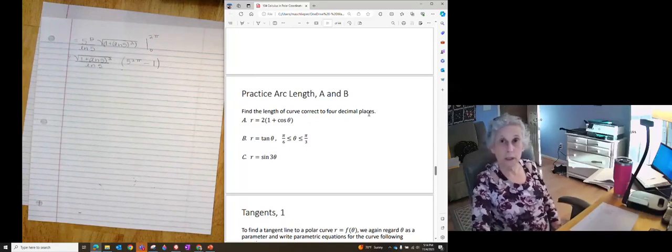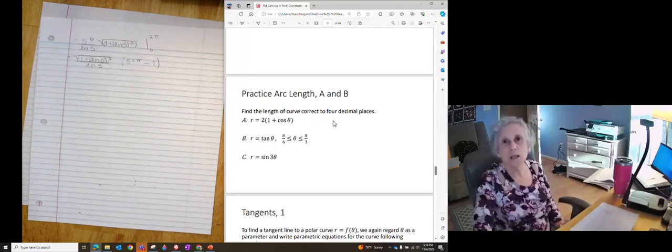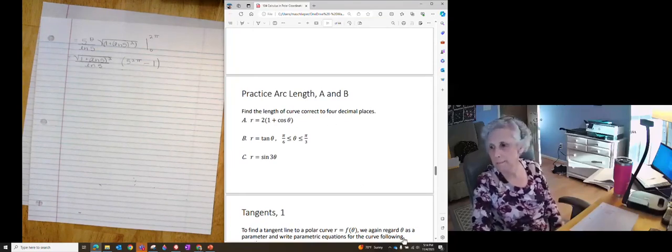These three, we're going to find the length of the curve, correct to 4 decimal places. So try those on your own. You get to just plug those into your calculator.